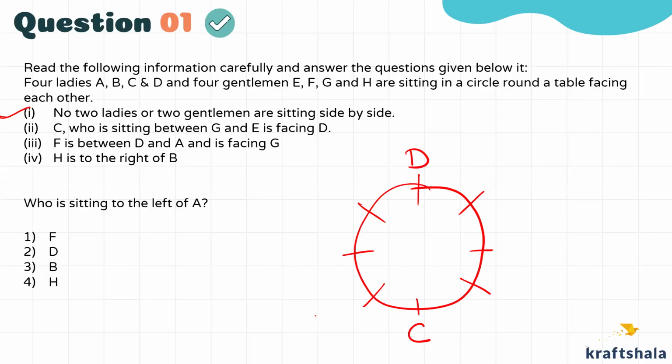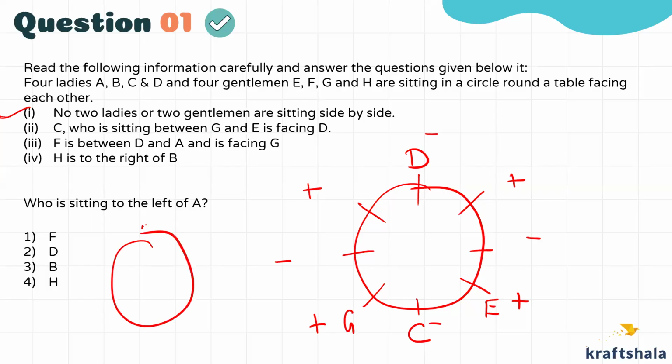So if this is a lady, this has to be a gent, lady, male, female, male, female, male, female, because it is alternate. C is sitting between G and E. So it can be G and E like this, or you have to take both the cases parallelly. It can be G and E like this. So there are two possibilities as of now.